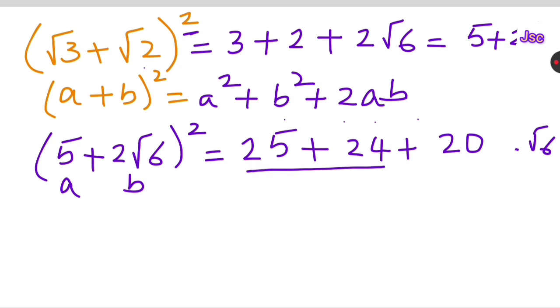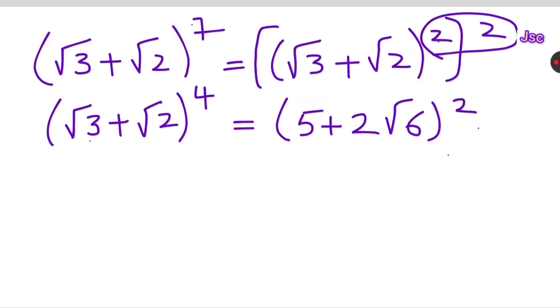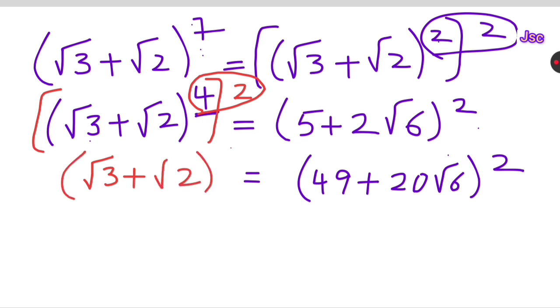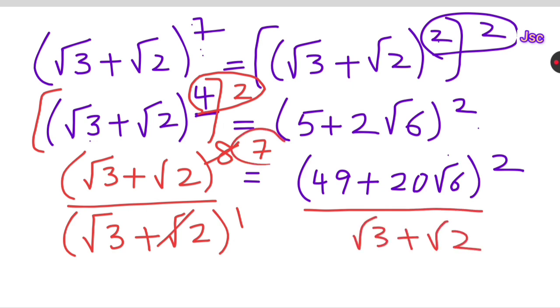So 25 plus 24, which gives 49, plus 20 root 6. This is the value for root 3 plus root 2 whole power 4. Again I am doing whole power 2. If we do whole power 2, then we are going to get 8. So that means root 3 plus root 2 whole power 8 value. But our goal is to find 7. So after doing this square, I am going to divide by root 3 plus root 2. So after cancelling, you will get whole power 7. 49 plus 20 root 6 whole power 2, again I am going to divide by root 3 plus root 2. Then only you get our whole raised to the power of 7.